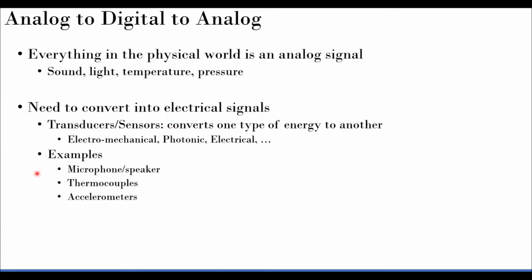Okay, so for example, we have electromechanical type of sensing, photonic sensing, and so on. As examples, take a microphone, which converts sound energy, which is a physical mechanical energy, into electrical energy, and a speaker which converts electrical energy into sound, which is a mechanical energy. So that's the reverse form. So this is a sensor, this is an actuator, right? Microphone is a sensor, speaker is an actuator.